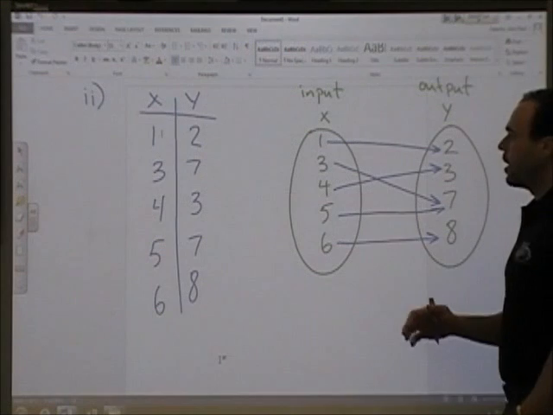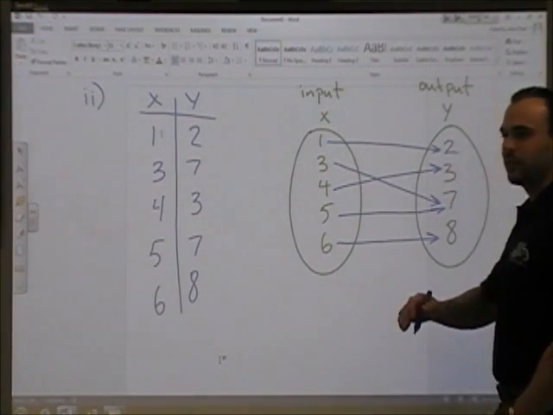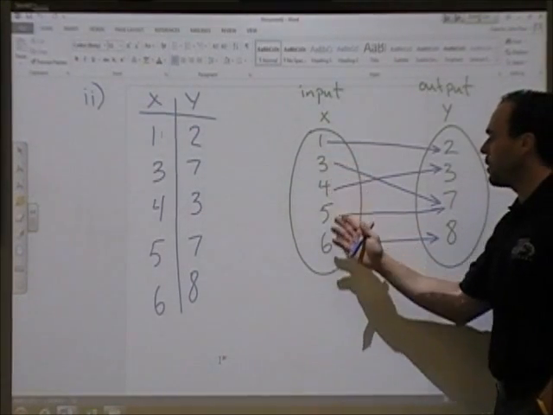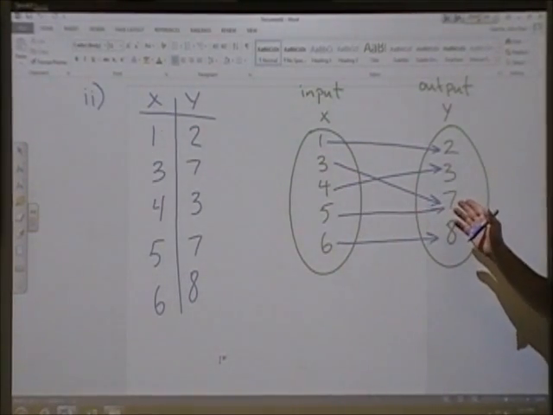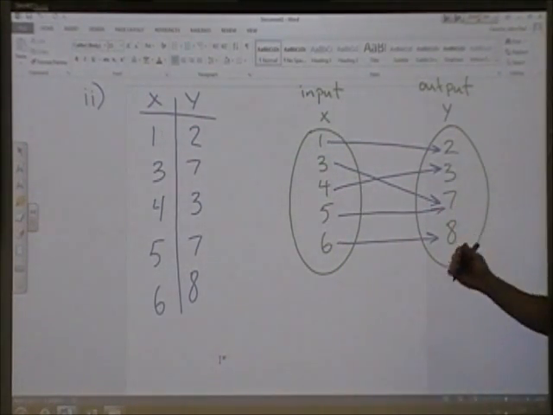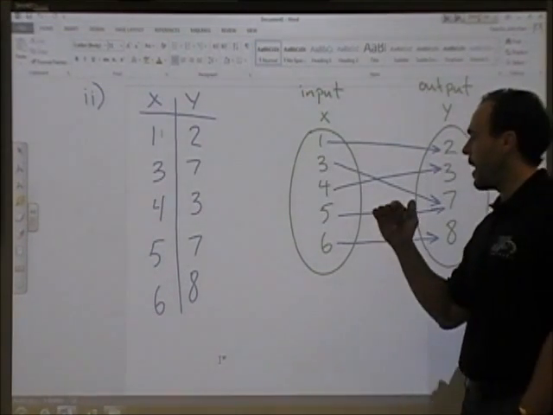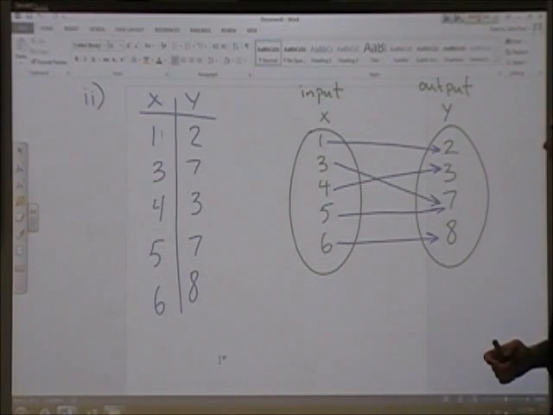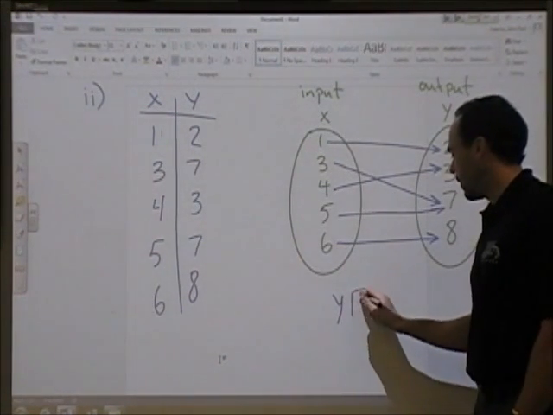You cannot have a duplicate x pointing to two different y values, but it is okay for two different x's to point to the same y value, because that follows the rules. Again, for every value of x, you can only have one value for y. So yes, this is a function.